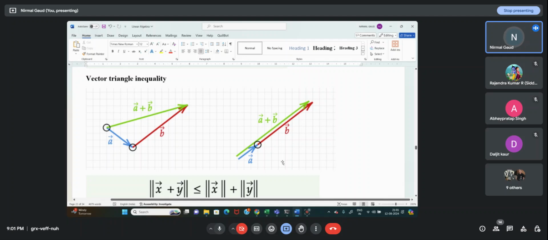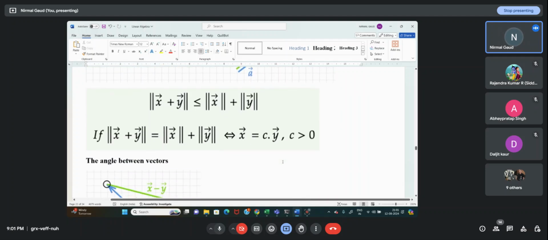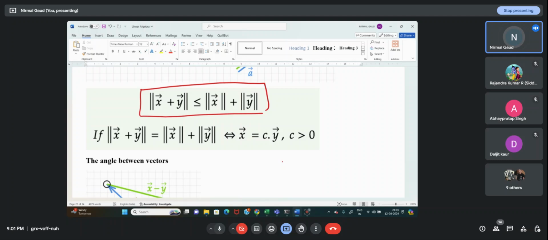Okay, triangle inequality. In vectors, I do have an inequality like this also: the norm of x vector plus y vector is less than or equal to the norm of x vector plus the norm of y vector. This is a property, the triangle inequality vector property. And if the norm of x plus y is equal to the norm of x plus the norm of y, that means x vector is equal to c times y vector, where c is greater than 0. Again, another property. These are properties of vectors, because you are now talking about addition of the vectors. So this is how you can apply the property and addition can be performed.